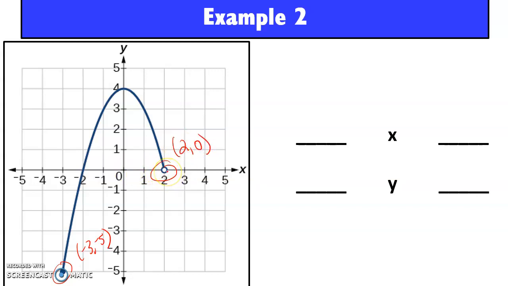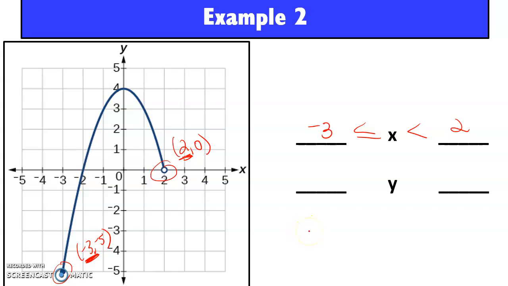Over 2 up 0. So for my domain, which is all of my x values, I'm going to go from -3 to +2. And then when I write my symbols, closed circle is less than or equal to. Open circle is less than, because that means that we don't actually include the point 2. That line goes right up until 2 and then stops somewhere before it hits 2.